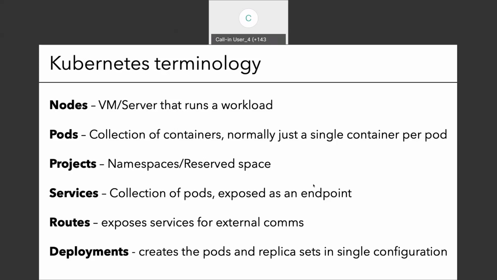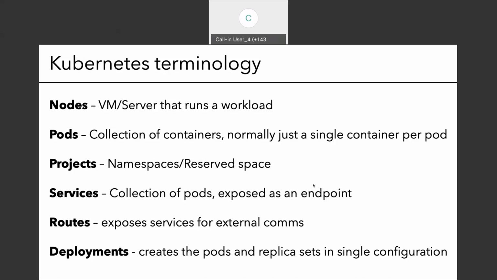Projects, we have reserved namespaces for projects, so we can isolate workload, and I'll show you adding and using certain projects. Services, where we collect pods together and expose them as an endpoint, so we have one endpoint into a group of pods from a communication perspective. And then routes, where routes will then expose those services for external communications to our developers or our users. And then deployments, where we create the pod and replica sets in a single configuration, and I'll show you an example of those as well.